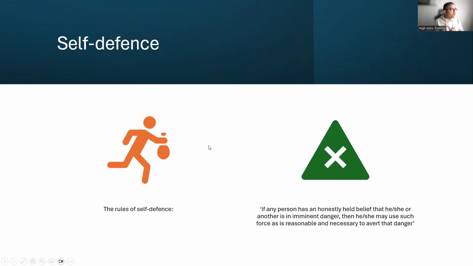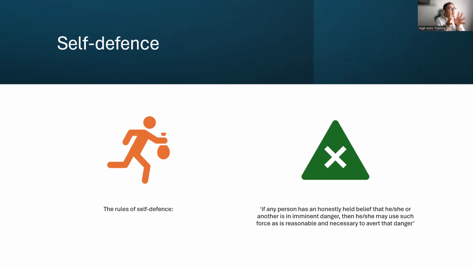Self-defense. What is self-defense? The rules of self-defense are: if any person has an honestly held belief that he, she, or another is in imminent danger, then he or she may use such force as is reasonable and necessary to avert the danger. Okay, that is self-defense. If you have honestly held the belief that somebody might harm you or kill someone or do anything, then you can use reasonable or proportionate force.